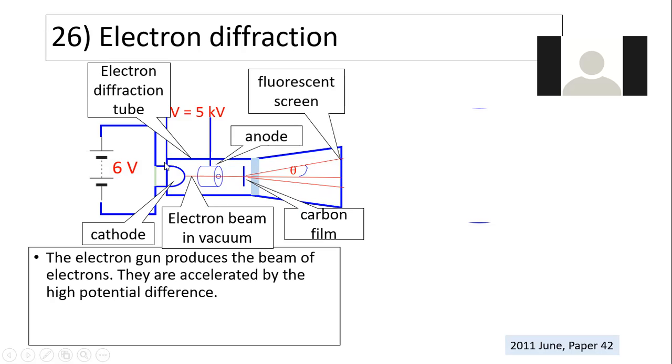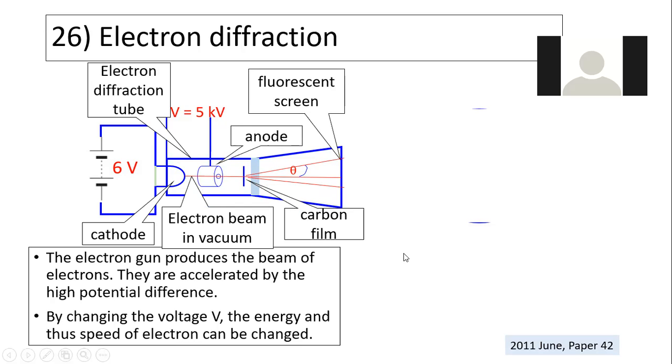That's your electron gun. It produces a beam of electrons. They are accelerated by the anode. After acceleration, there is constant velocity coming out, with this high potential. By changing the voltage V, the energy and thus the speed of the electron can be changed. We increase V, the accelerating voltage, so we increase the energy or velocity of the electron passing through.